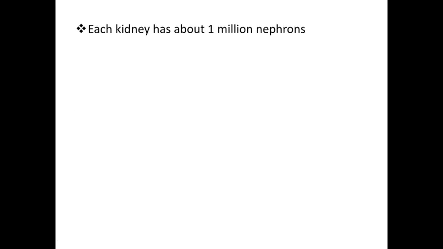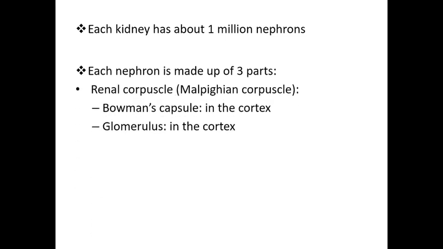So each kidney has about 1 million nephrons, and each nephron is made up of 3 parts. We have the renal corpuscle. So renal corpuscle consists of the Bowman's capsule and the glomerular capillary plexus, or the glomerulus inside the Bowman's capsule. And where is this renal corpuscle located? That is located in the cortex of the kidney.